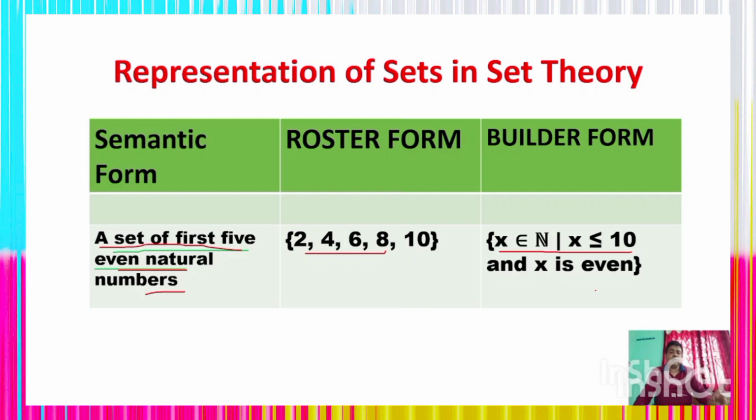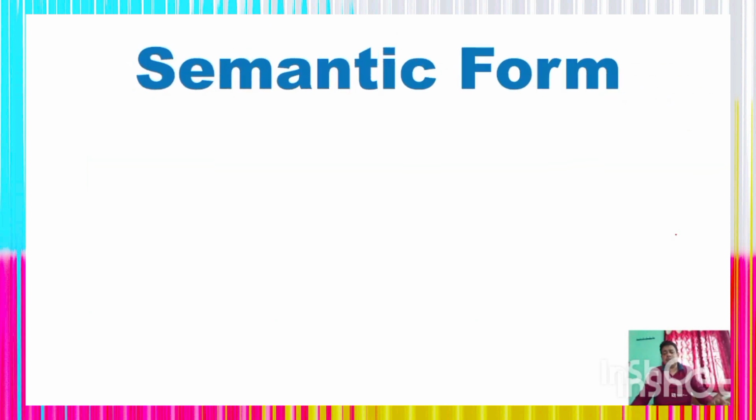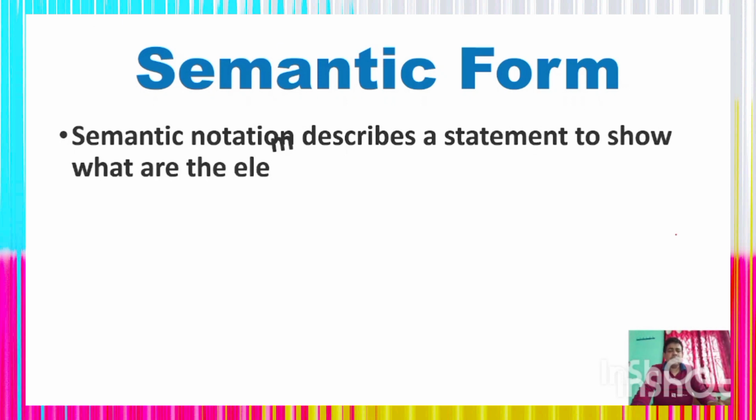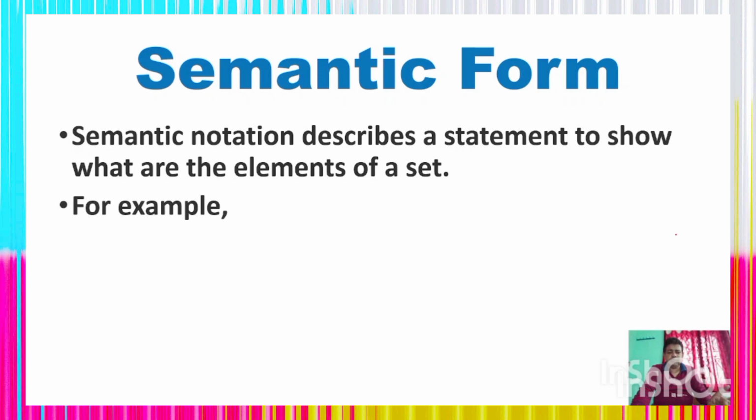Okay, so there are three forms. One is the semantic form, in the form of a statement; roster form, writing the elements distinctly and clearly; and using the property method, that is known as the set builder form. Let me discuss one by one here. What is semantic form? The semantic form is a notation of the set which can be described in the form of a statement. A set which can be described in the form of a statement is called semantic form.